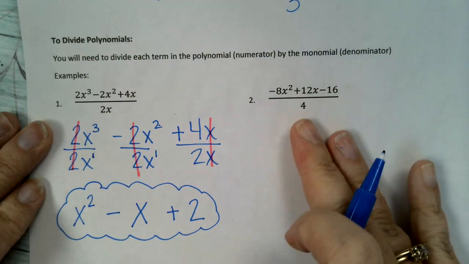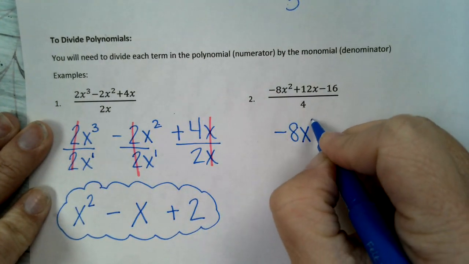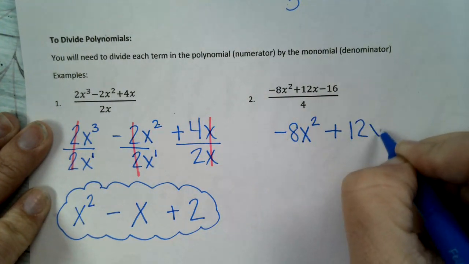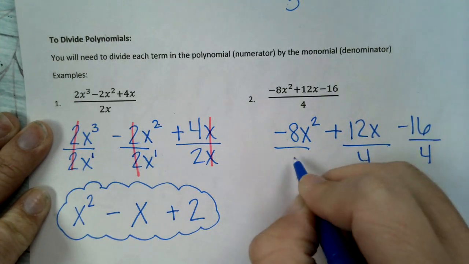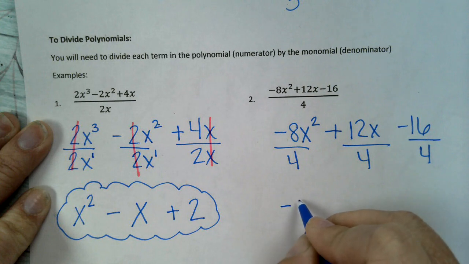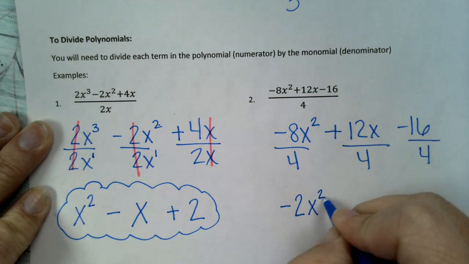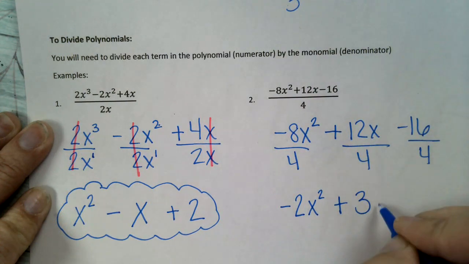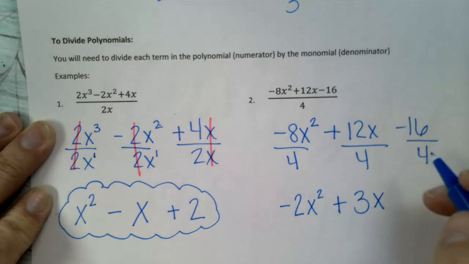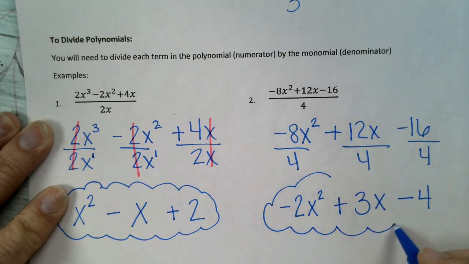I'm going to do the exact same thing on this one. I'm going to rewrite it, negative 8x squared plus 12x minus 16. And I'm going to divide by 4 under each term. So then that gives me negative 8 divided by 4 is negative 2. I'm left with an x squared. Positive 12 divided by 4 is a positive 3, and I'm left with an x. And negative 16 divided by 4 is negative 4. So this is my final answer.